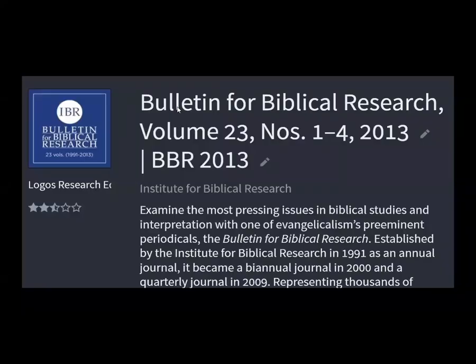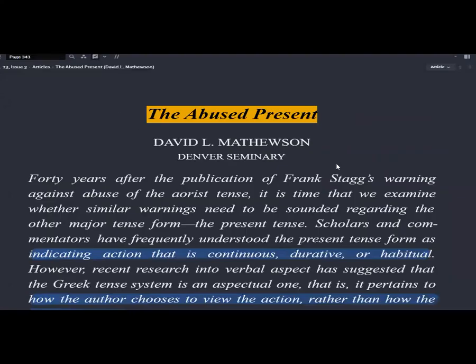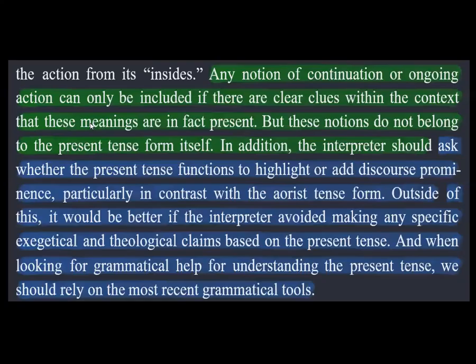Well, it's actually in the Bulletin for Biblical Research. And there's the actual article right here. I guess it's Denver Seminary. So this is the conclusion of it. Any notion of continuation or ongoing action can only be included if there are clear cues within the context that these meanings are in fact present. But these notions do not belong to the present tense form itself.